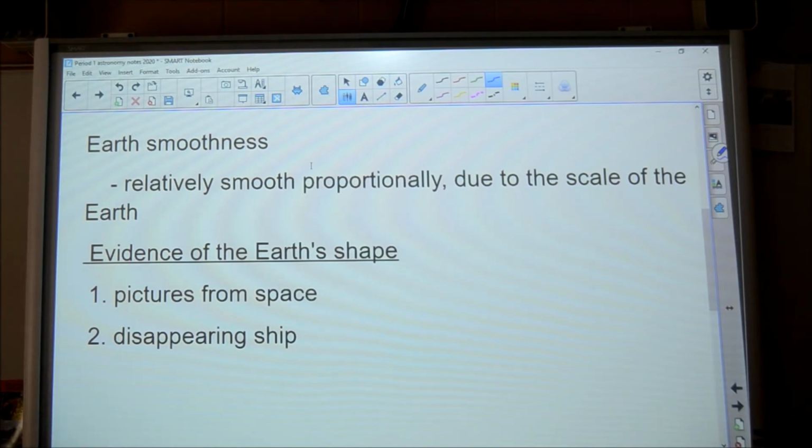Next, going back to the shape, evidence of the Earth's shape. How do we know that the Earth is an oblate spheroid? First one is pictures from space. The second one is a disappearing ship.